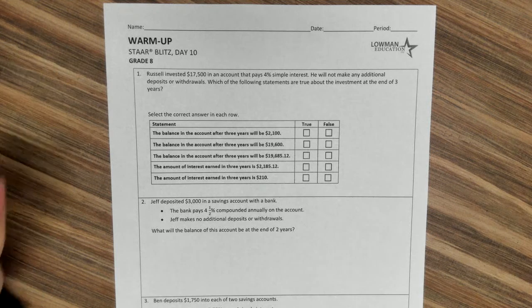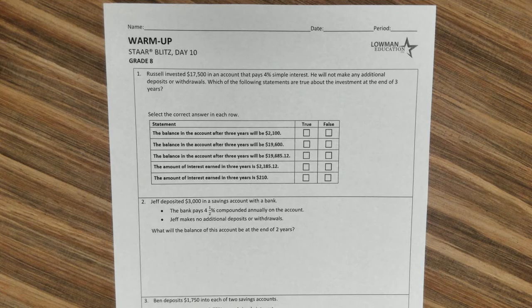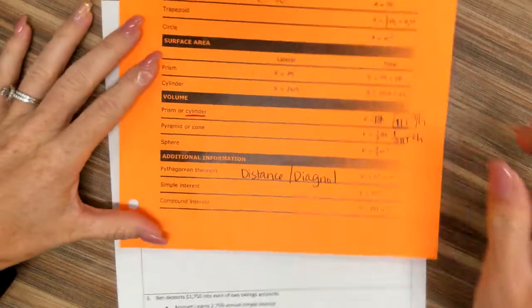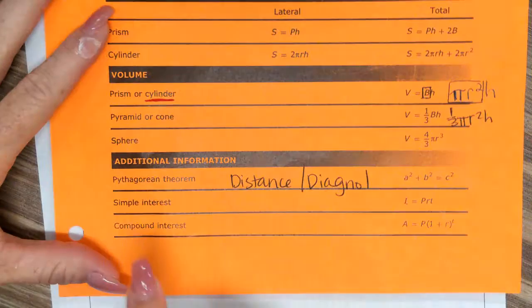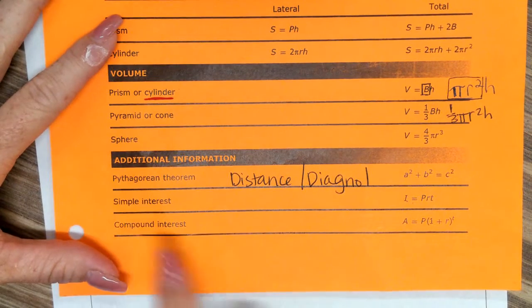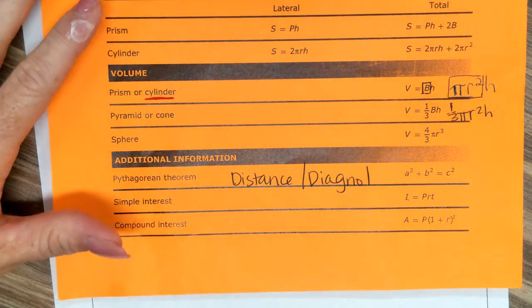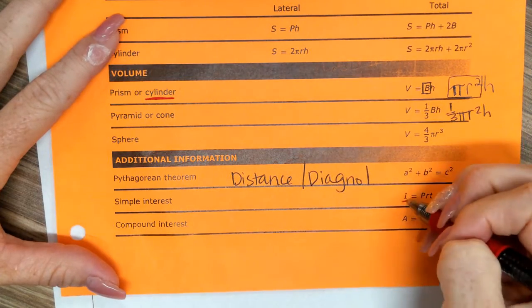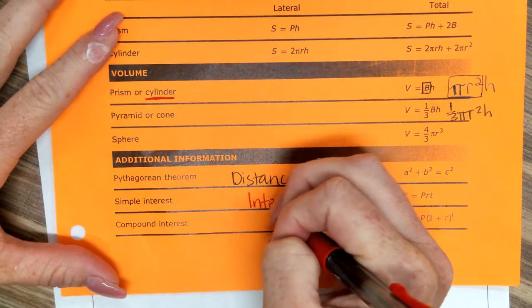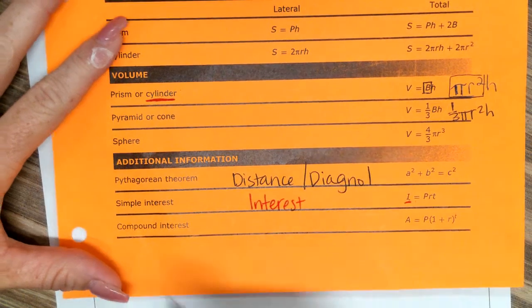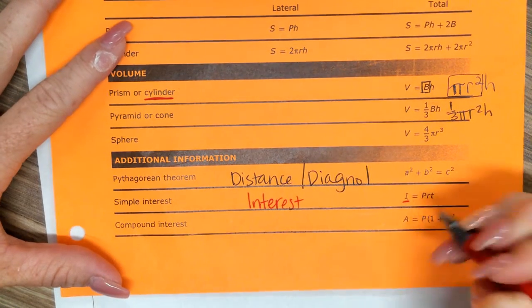Today we're going to be going over simple and compound interest. So I want you to go to your star chart real quick and let's look at the formulas. Remember, what does simple interest solve for? Interest. The I is right here. Simple interest solves for interest. What does compound interest solve for?